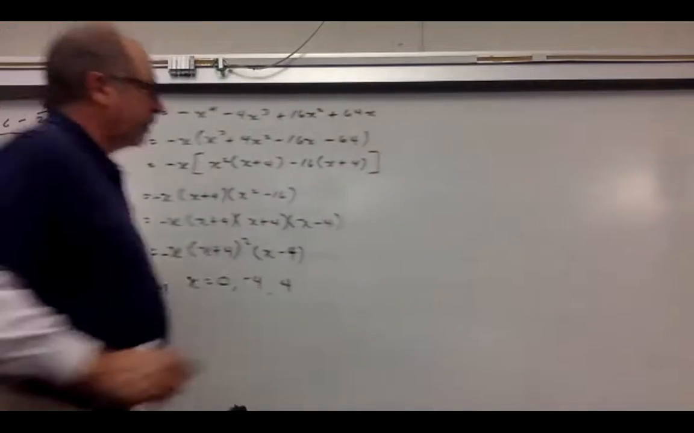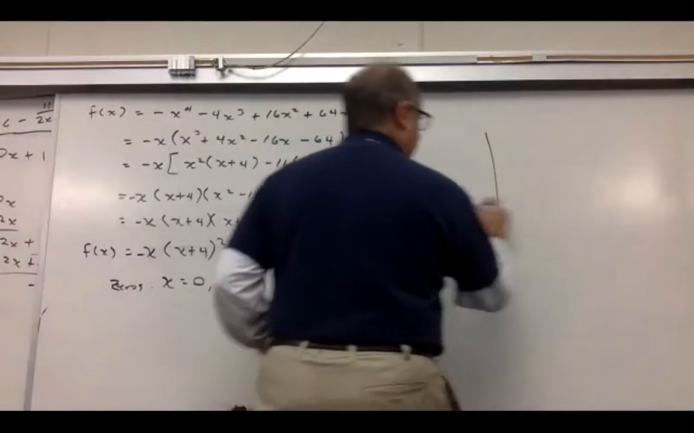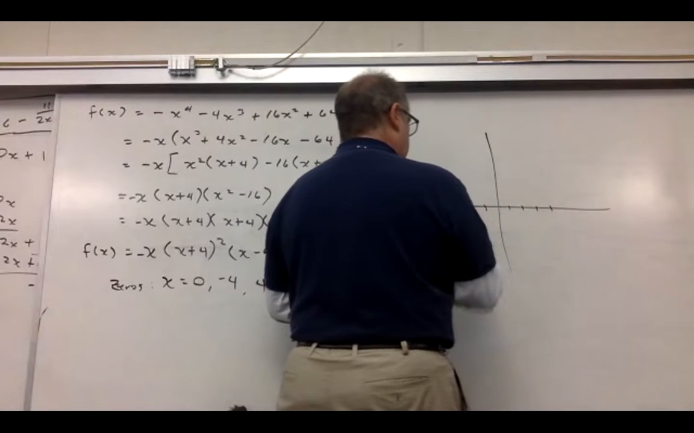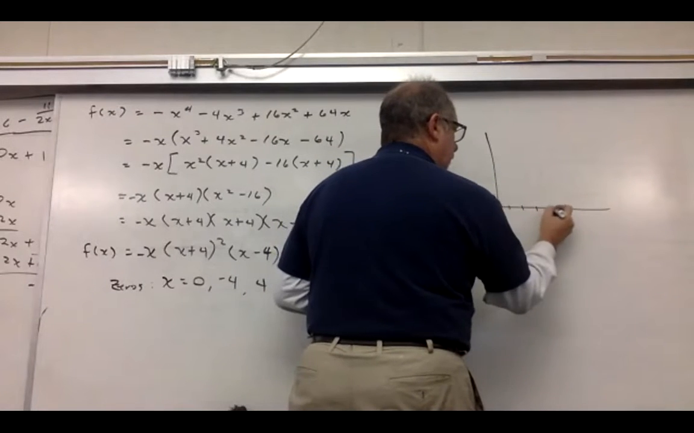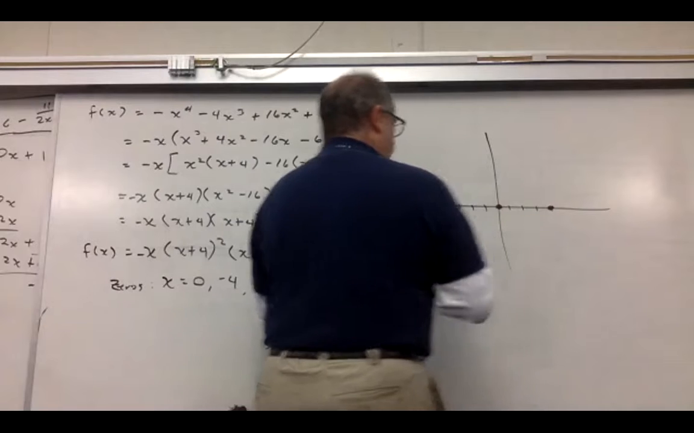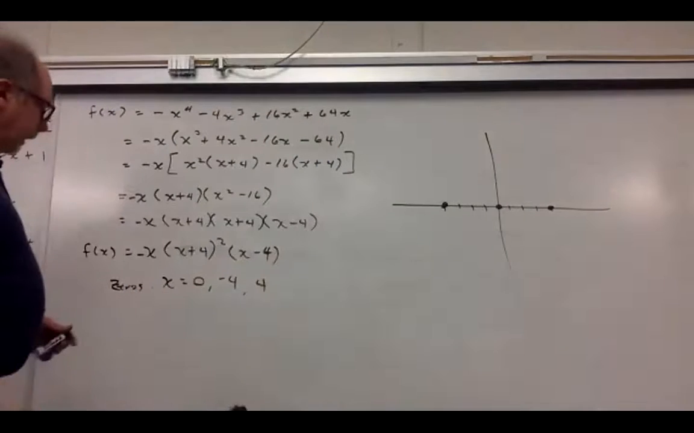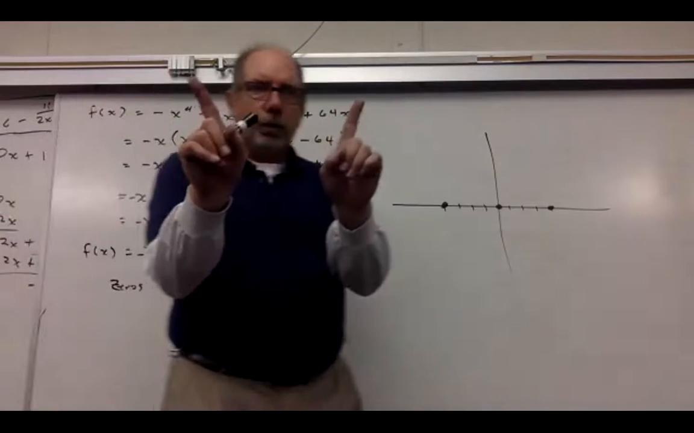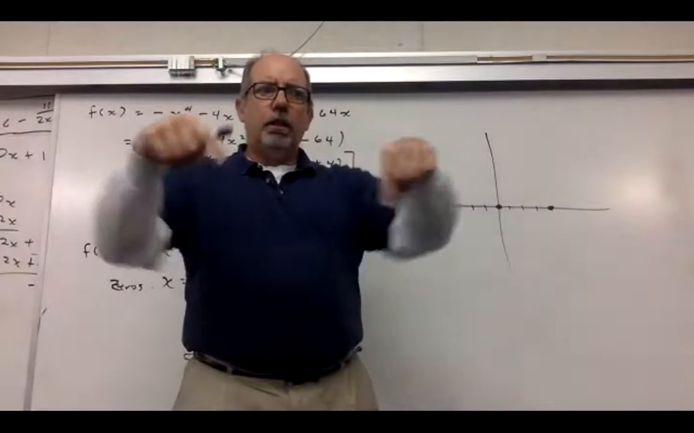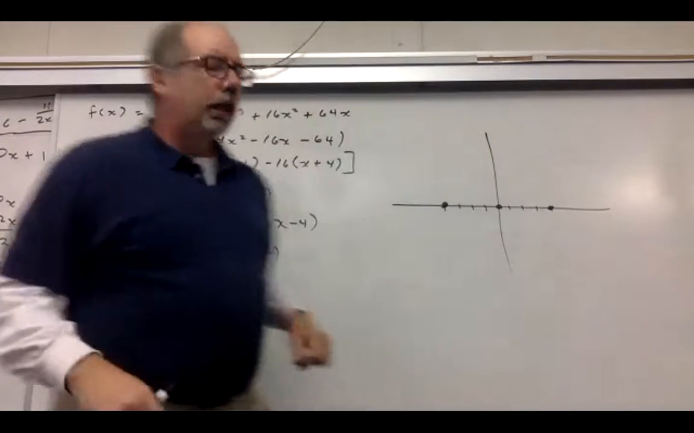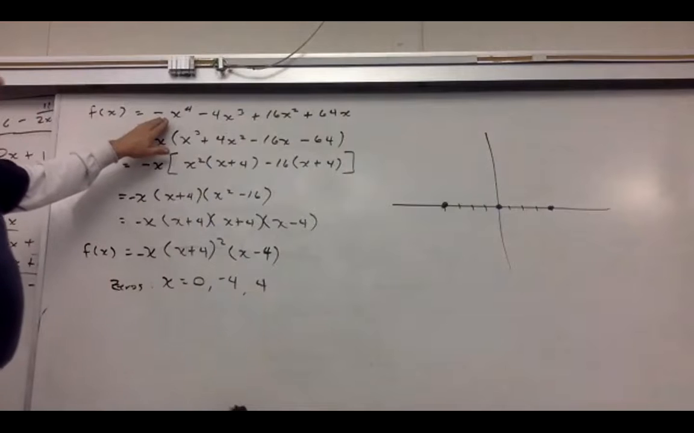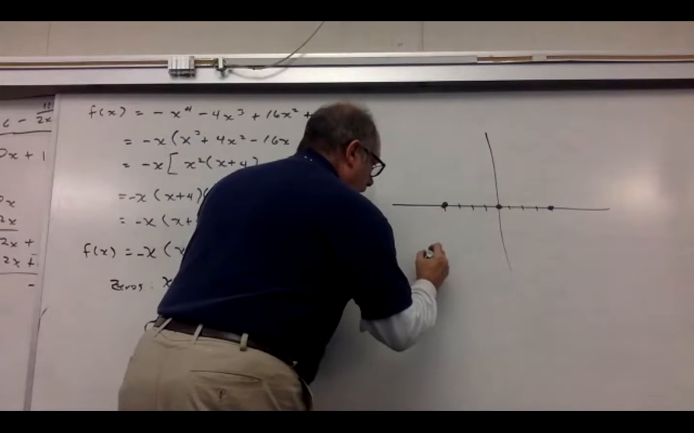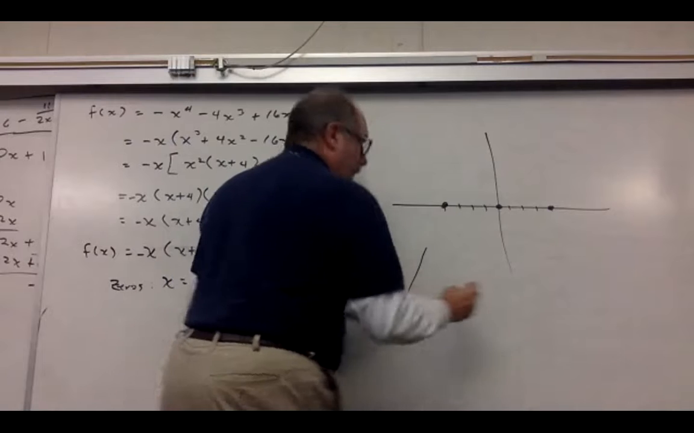So I'll sketch this graph. I'm going to have 0 there, there, and there. Okay, now I look at the end behavior. It's a quartic, so I knew that it's going to go either up on each end or down on each end. And because the leading coefficient is negative, that means it's going down at each end. So I know that it's going to do this.